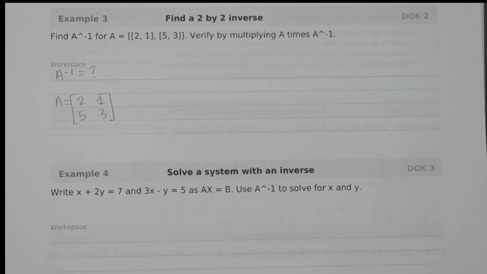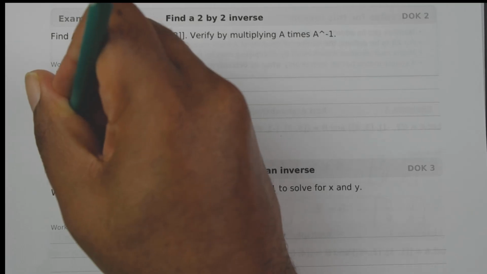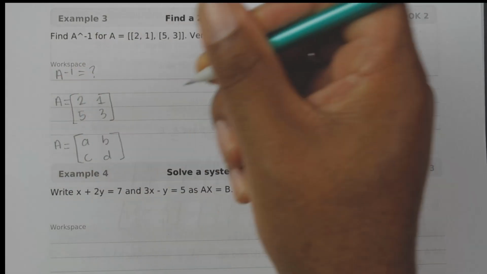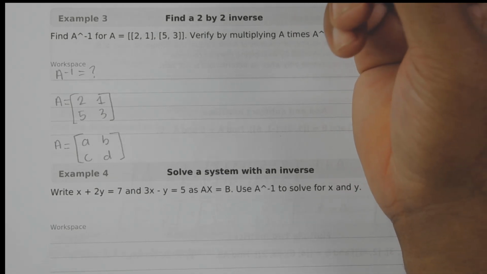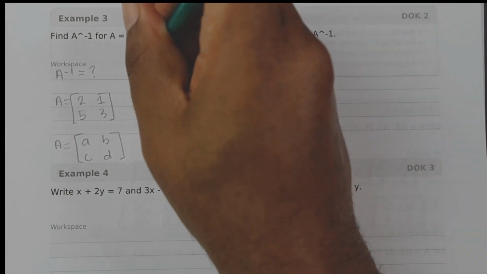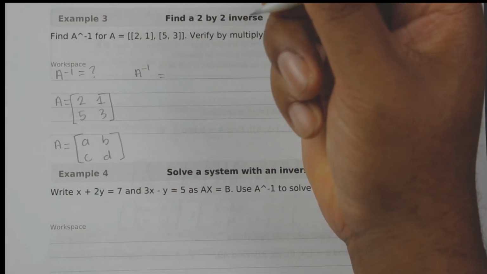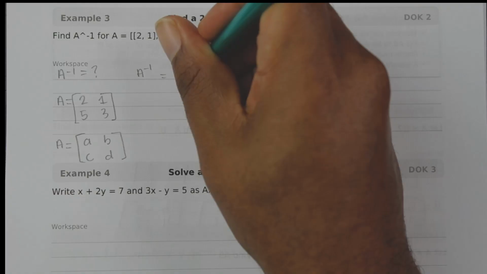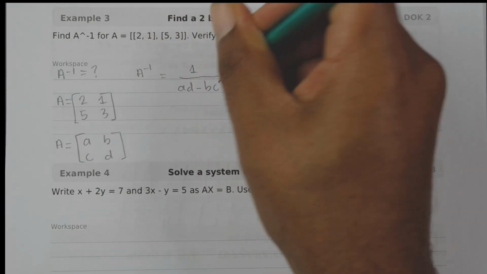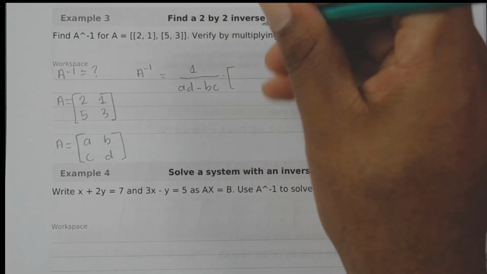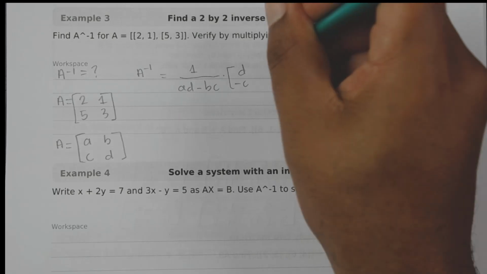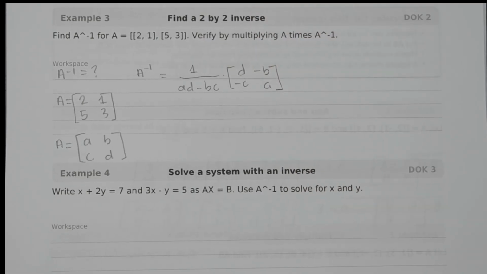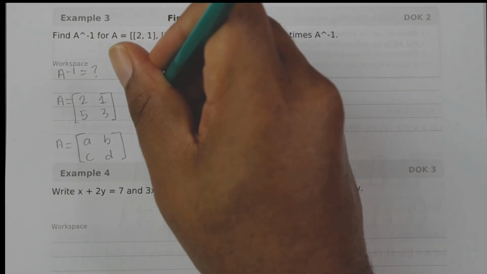Okay. So for any 2 by 2, it would essentially be A, B, C, D. And then we have what is called the inverse formula. The inverse formula is the inverse of A equals 1 divided by the determinant, which is AD minus BC, and then that is multiplied by the matrix D, negative B, negative C, A. Okay. So finding the determinant is very simple.